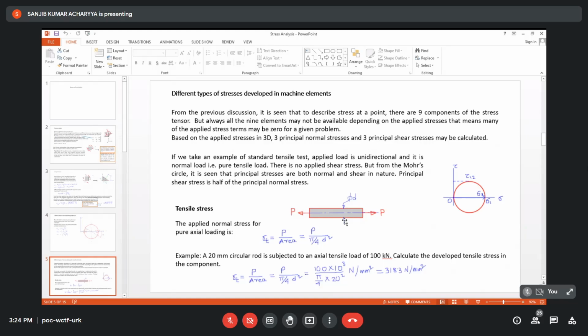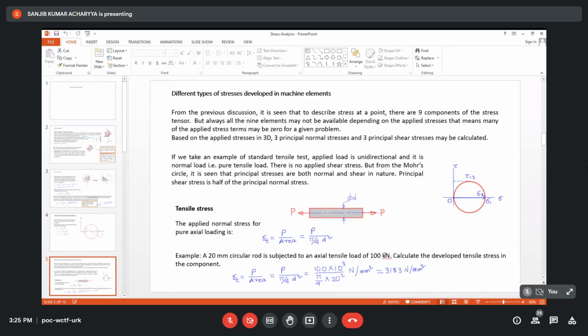Now you have been asked to design a member, a 20 millimeter circular rod. Suppose 20 millimeter is not given. You have to design a circular rod which can carry 100 kilonewton, and the material allows a maximum normal stress of 300 MPa or 400 MPa. Before designing, you have to investigate. This is the loading pattern. At which cross section should I calculate the stress, that is, where can the maximum stress develop?